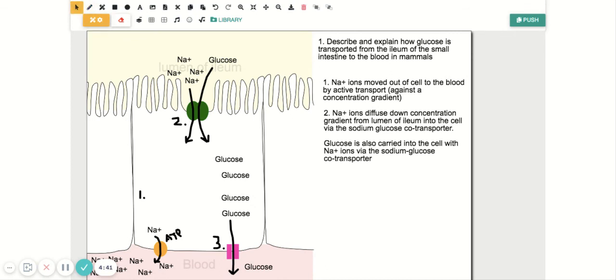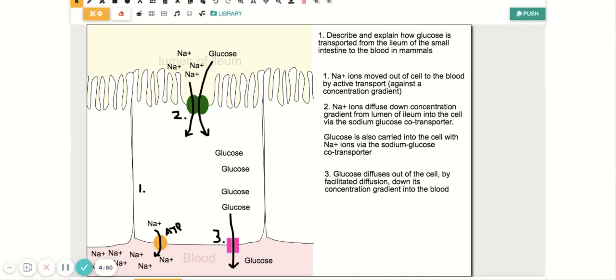And this is the description you should have given. So that's it. That's the overview of transport of glucose from the ileum of the small intestine into the blood.